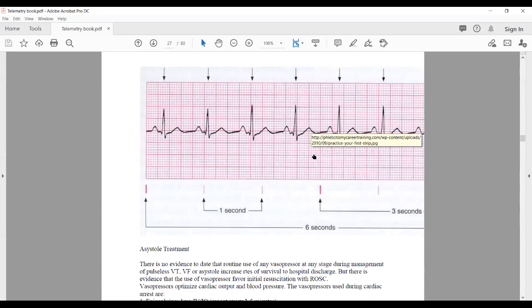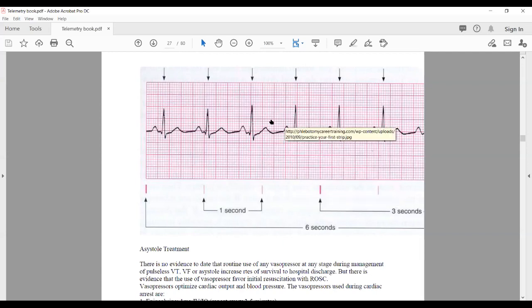I want you to be like a detective, like Sherlock Holmes. When you first start out in this field, think about everything that looks abnormal, and start pointing it out to yourself. If this R peak is bigger than this one, or maybe this S is a little lower than that one, point it out and think about it.